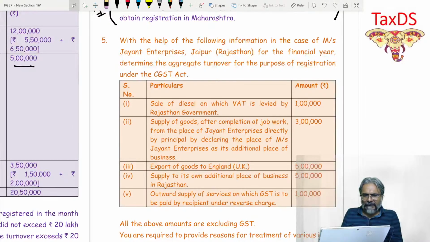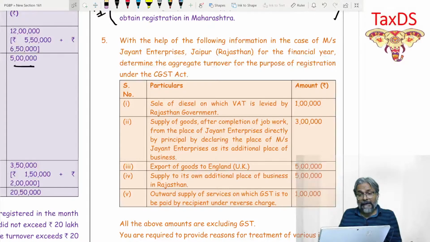Particulars: sale of diesel on which VAT is levied by the Rajasthan state government. So, students, this is also diesel, again in that 5 petroleum items. Therefore it is a non-taxable supply. But a non-taxable supply is defined and it comes under the scope of exempt supply. Will we consider this? The answer is yes. I told you that only the activity which is not a supply, you will not consider in your aggregate turnover. This will be considered.